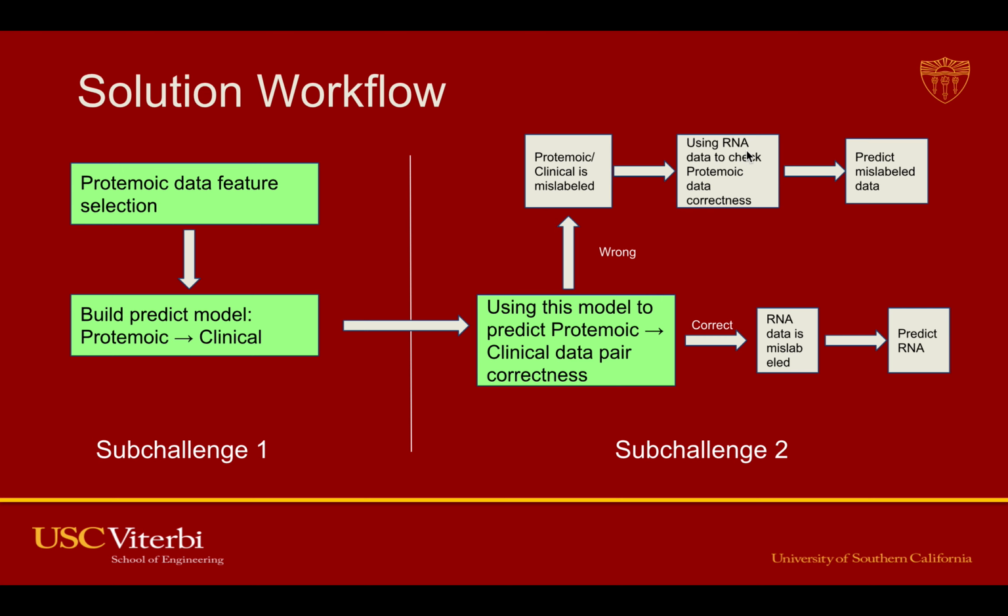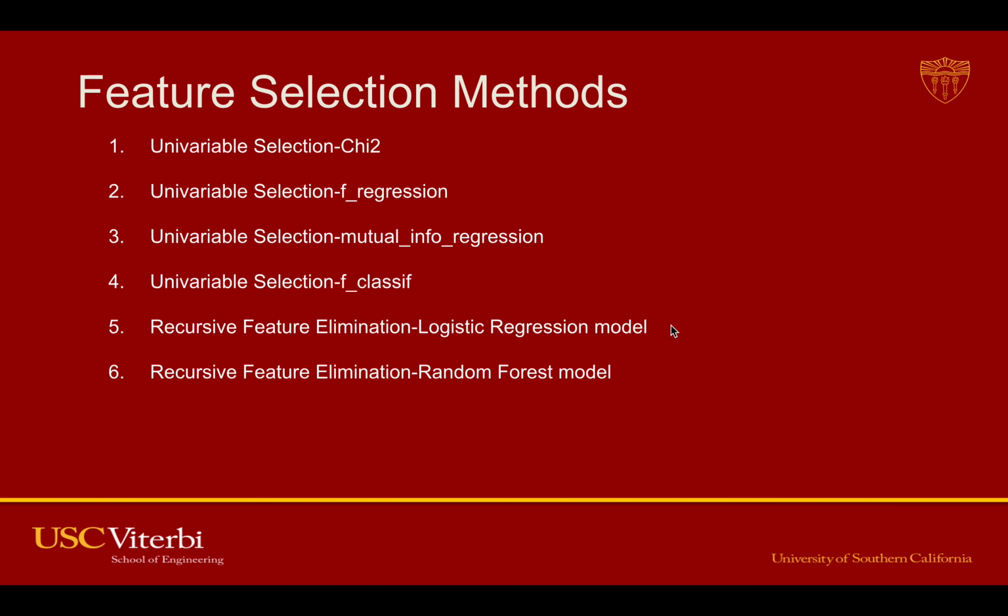One is to use RNA data to check proteomic data, because there are many overlapping features. The second one is to build a model using RNA data, because if we go this way, we can assume that RNA data is correct. So we use RNA data to build a model to predict one of the proteomic data or clinical data. With that model, we will be able to know which one is mislabeled, and then we are going to make a model to predict it. This is our workflow, and this is what we are doing this week.